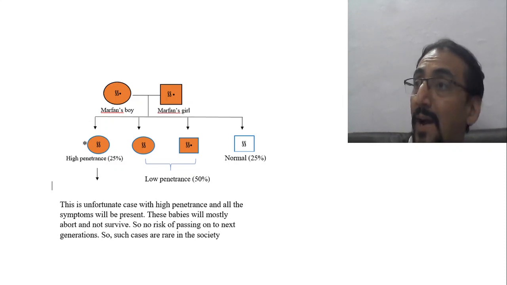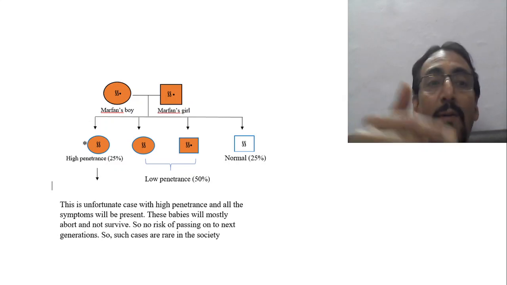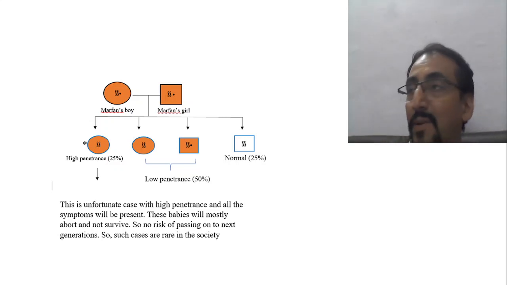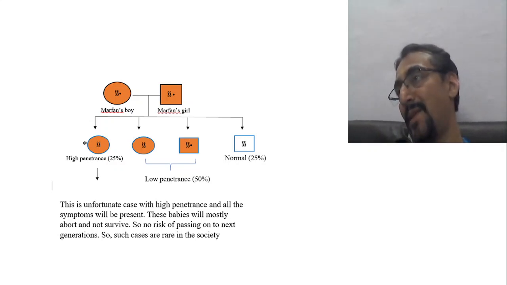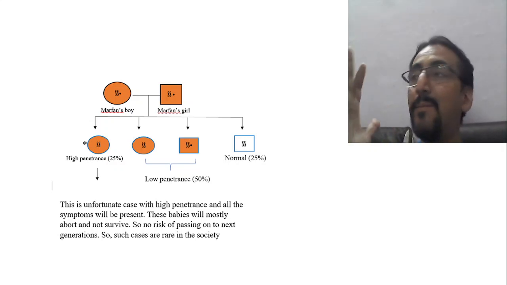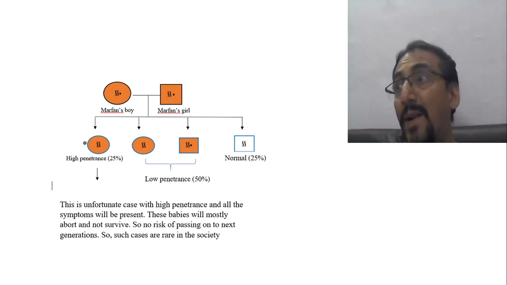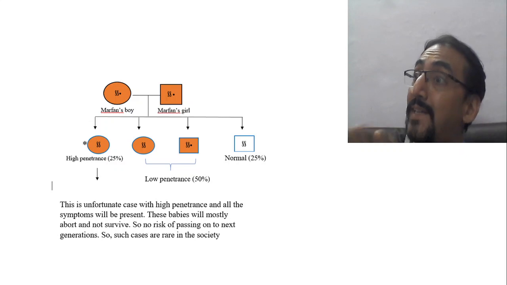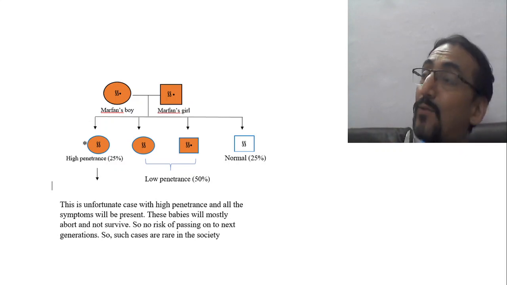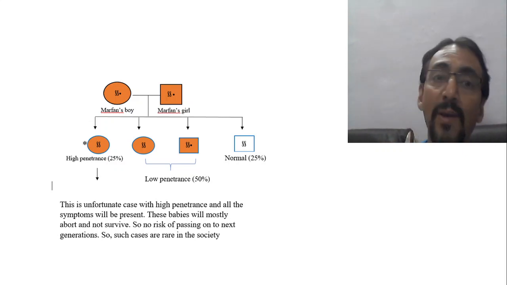The lady also has more height, because she is a Marfan's lady. Now they also get a Marfan boy. Both parents were very happy and decided the marriage. So a Marfan boy marries a Marfan girl. What happens? Both have the mutant genes, isn't it? The boy has a mutant gene and the girl also has a mutant gene.